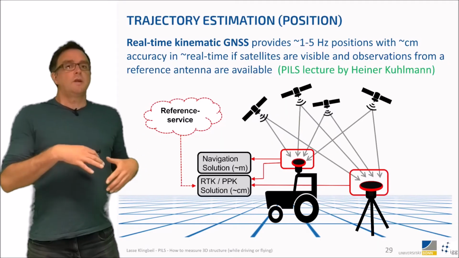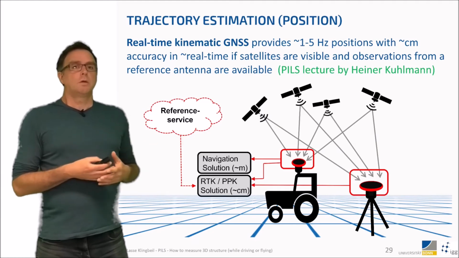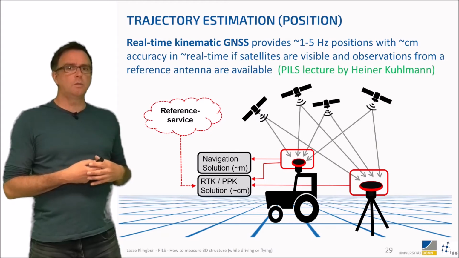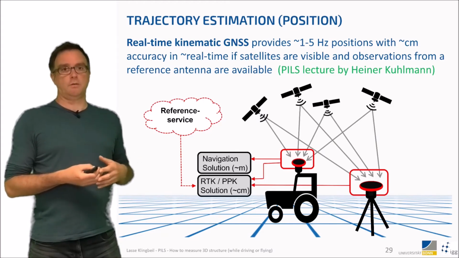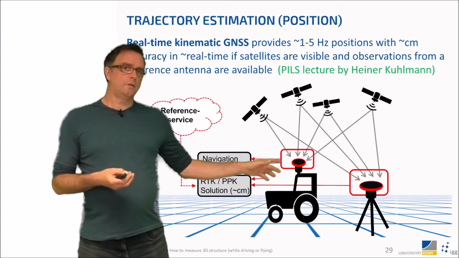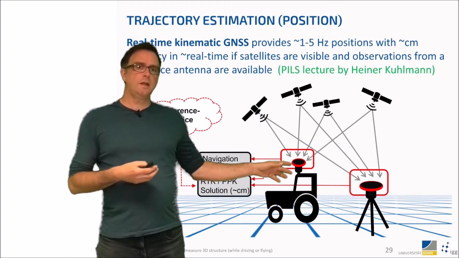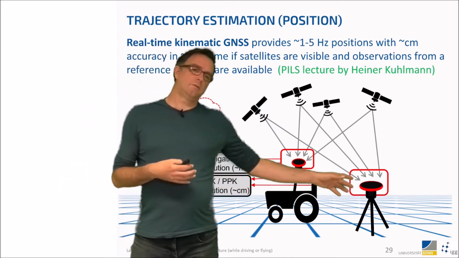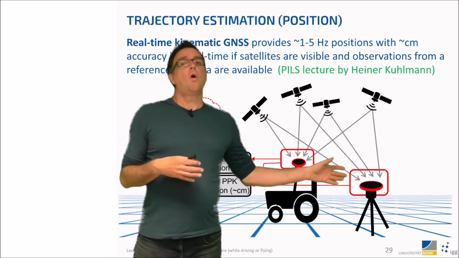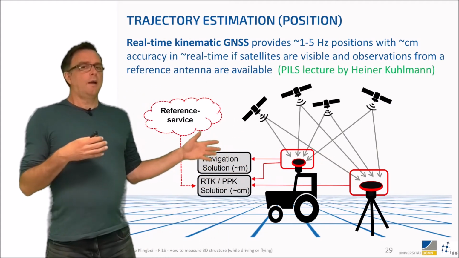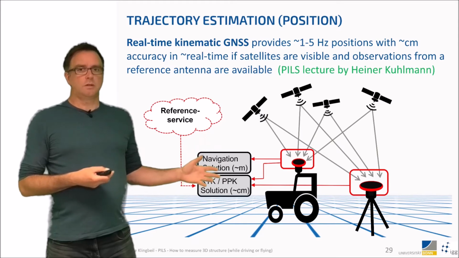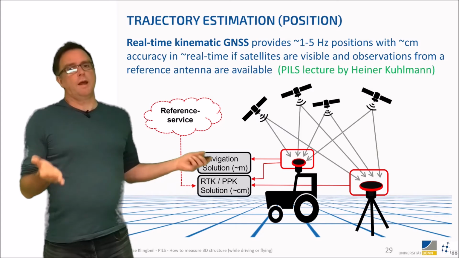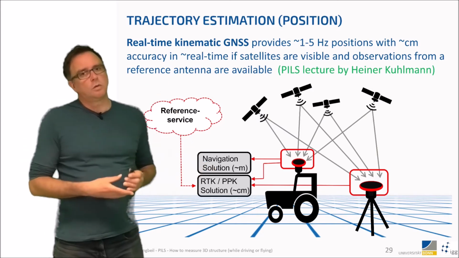How to get the position of the device, you already know, because this has been nicely explained in the PILS lecture by Heiner Kuhlmann. You can use GNSS for that, right? So a GNSS antenna which is attached to the vehicle. If we want to have centimeter accurate GNSS, then we need some extra reference station, or we need a reference service. And with this, we can generate centimeter accurate GNSS positions. We can do that even in real time. And then we have this problem, at least in good conditions, solved.